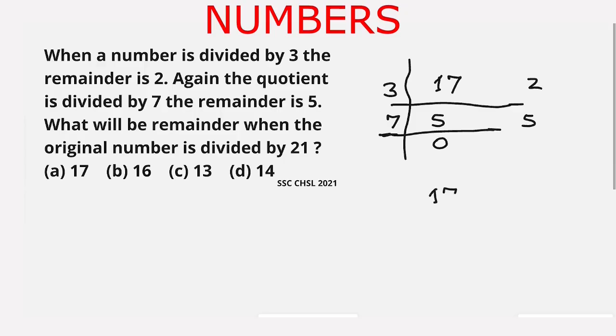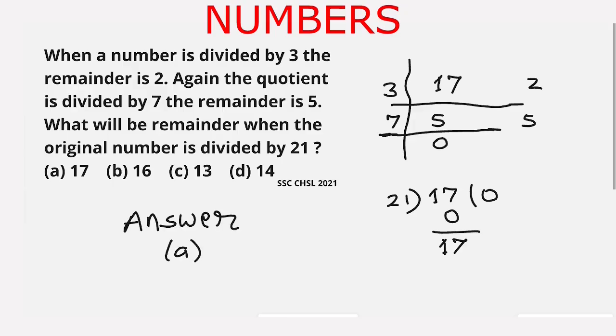So 17 when divided by 21 divides 0 times and the remainder is 17. Thus our original number is 17 and the remainder is also 17 when divided by 21. And from the given options, our answer is option A, 17.